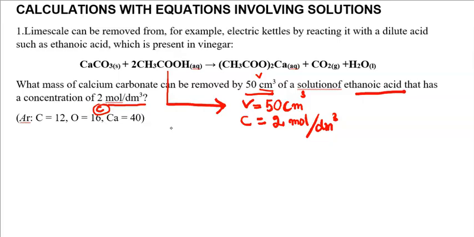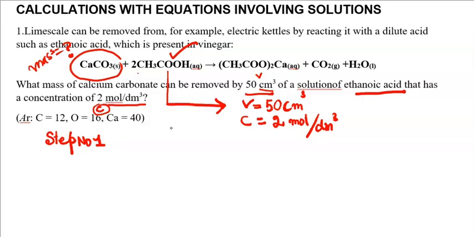Now they are asking about what mass of calcium carbonate. So they are asking about mass. You just need to find the mass of calcium carbonate which can be removed by 50 cm³ of this ethanoic acid. Step number one: if you want to use your equation mole to mole ratio, or stoichiometry relationship, through one reactant you find another reactant, you have to convert anything which is given into moles.